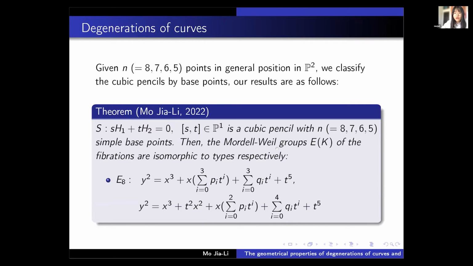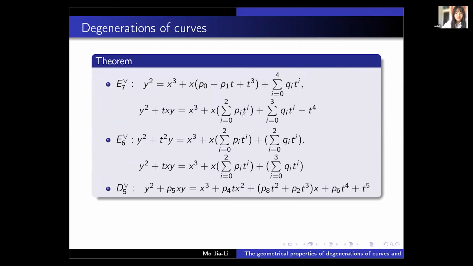Then the Mordell groups E(K) of the fibrations are isomorphic to the respective types. You can see that if the Mordell group of the fibration is E8, the fibration is isomorphic to one of these two equations. You can observe that these are similar results: dual of E7, dual of E6, dual of D5. Below, I will briefly describe this proof outline.